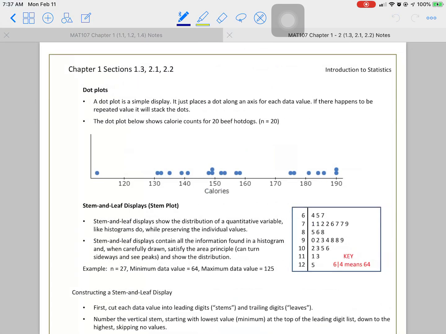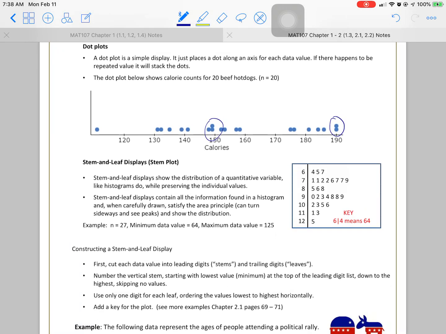Okay. Next page. Here's a picture of a dot plot. The dot plot below shows calorie counts for 20 beef hot dogs. So 20 different ones. So the sample size was 20. And they put a little dot for each of the 20. So a dot plot is very good for a small number of data points because you can see each individual one. In the histogram, we couldn't see that. This one, you can see that there's repeats in a couple of places. It's just a nice, simple display along its x-axis. It's a good way to display individual numbers.